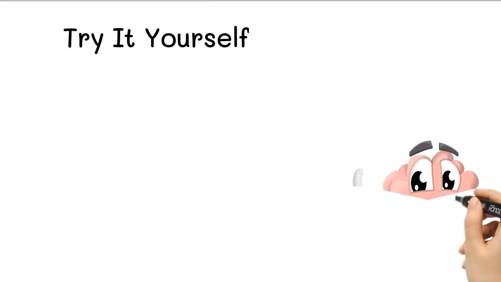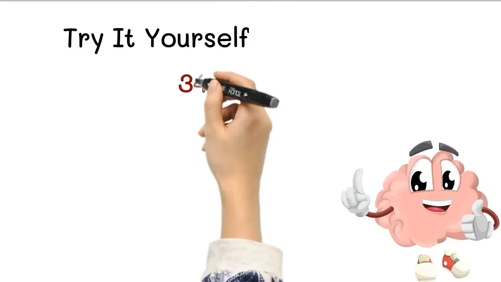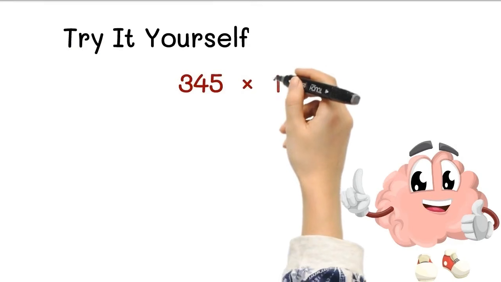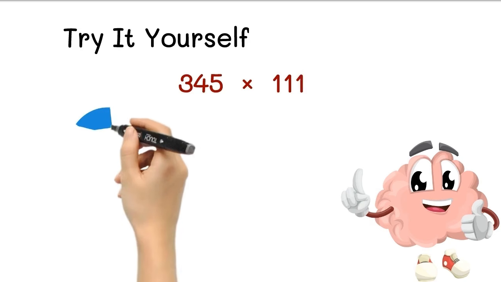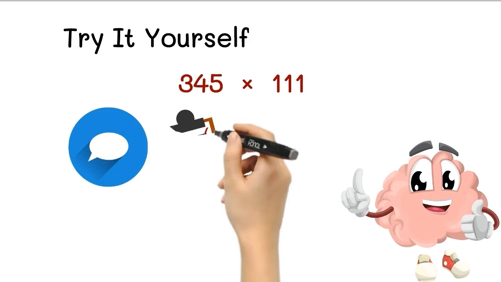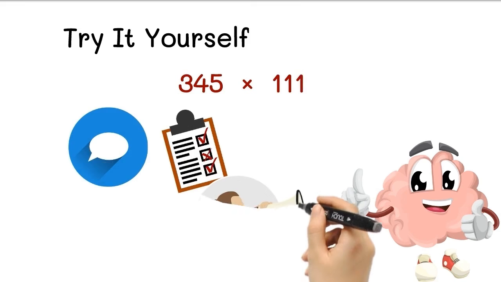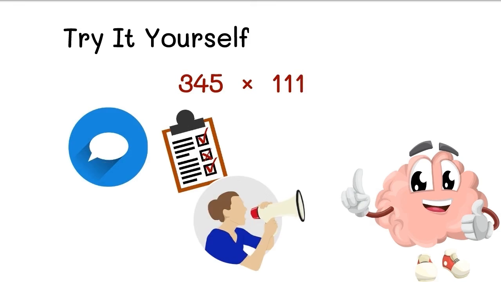Part 6. Try it yourself. Now, it's your turn. Try solving 345 times 111 using this method and post your answer in the comments. I'll be checking and giving shoutouts to the correct answers in the next video.